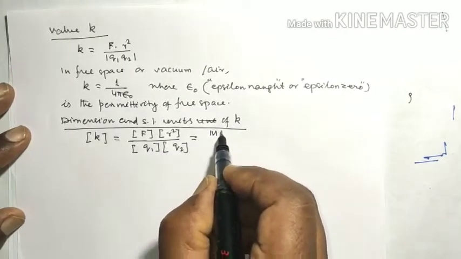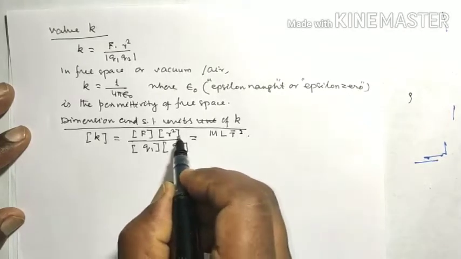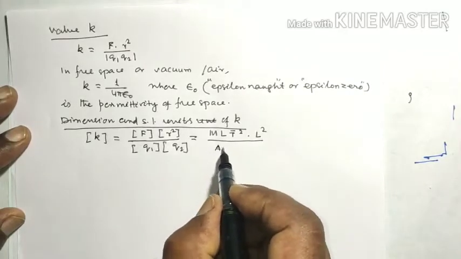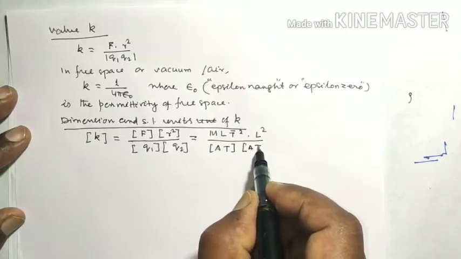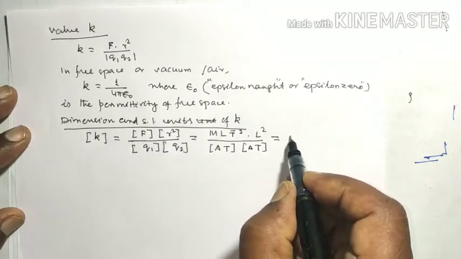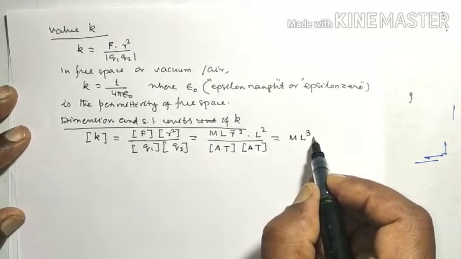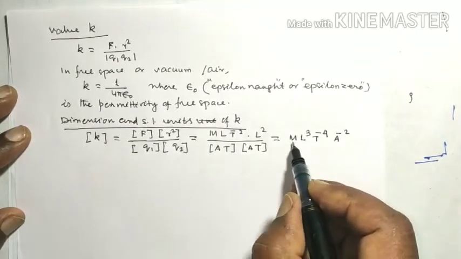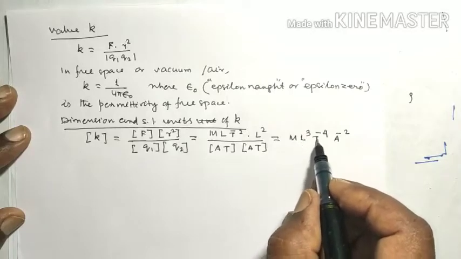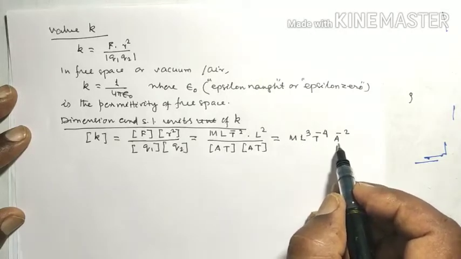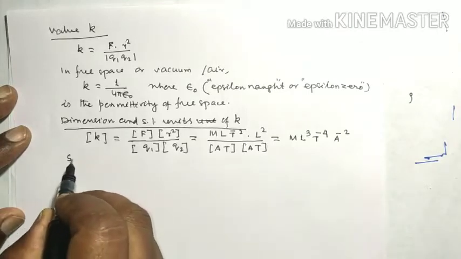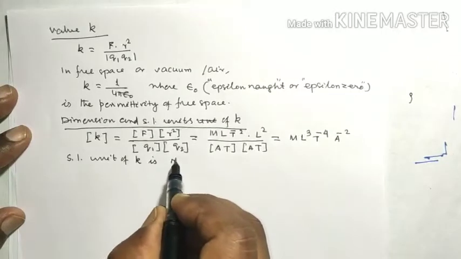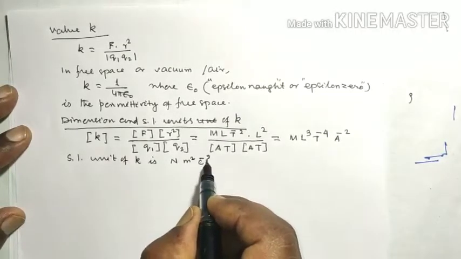Dimension of force is M L T to the power minus 2. Dimension of R square, that is L square. Dimension of charge is AT, into AT, and this is equal to M L cube T to the power minus 4 A to the power minus 2. M stands for mass, L stands for length, T stands for time, A stands for ampere. SI unit of K is Newton meter square per Coulomb square.